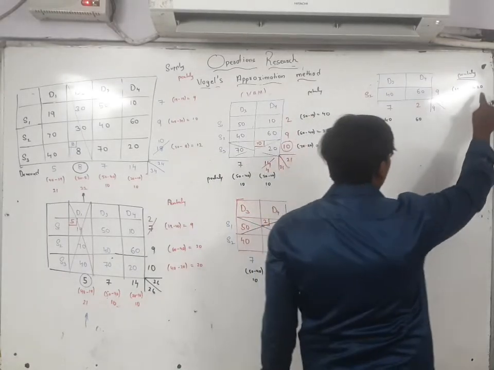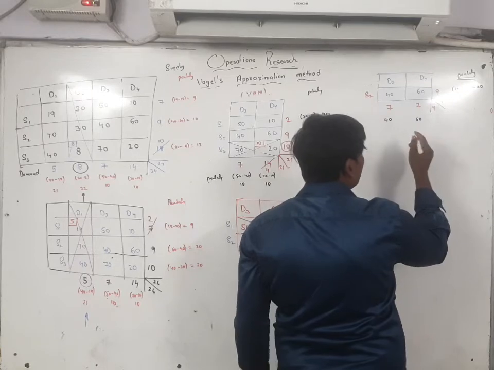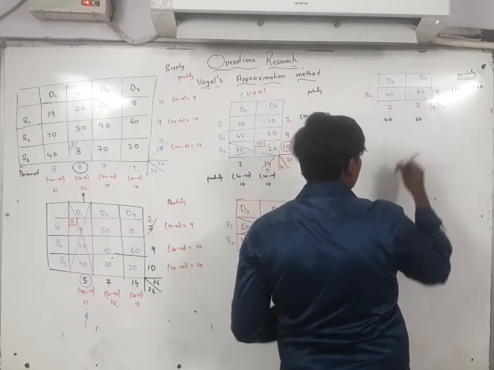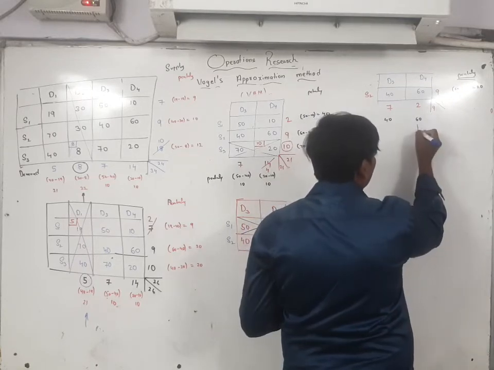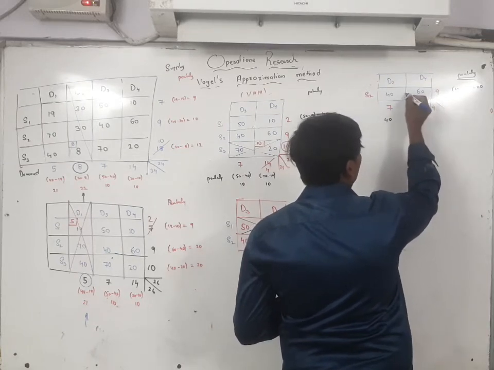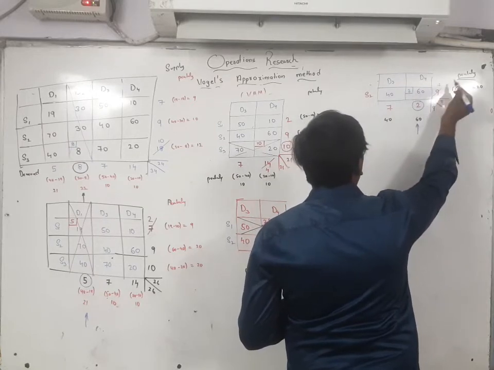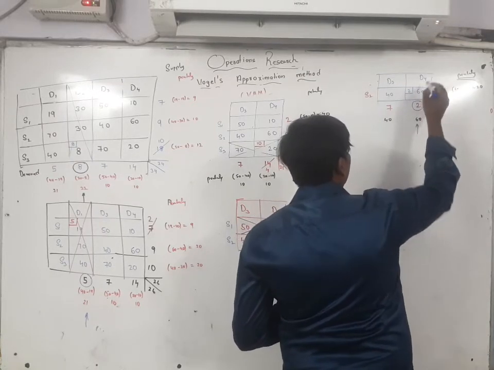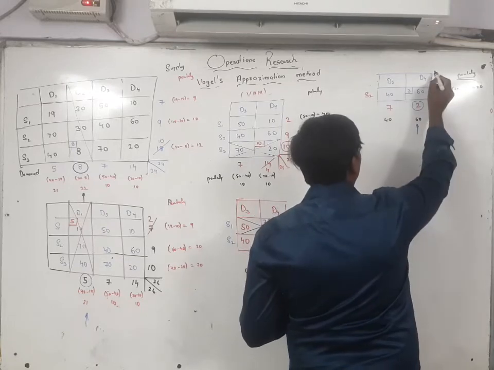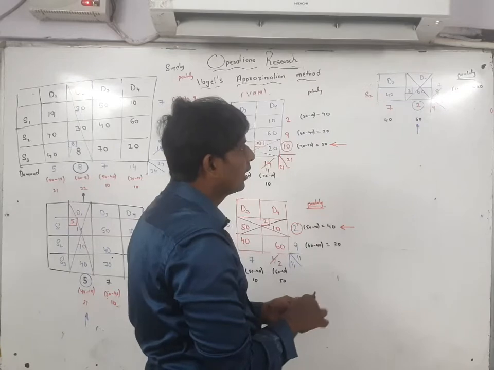In that you have to select the highest one. Which is the highest penalty? This one is the highest penalty. What is the term it is carrying? 2. You have to locate that 2 here. If you cancel 2 from here, how much will you get? 7. You selected this part, so this column will get cancelled.